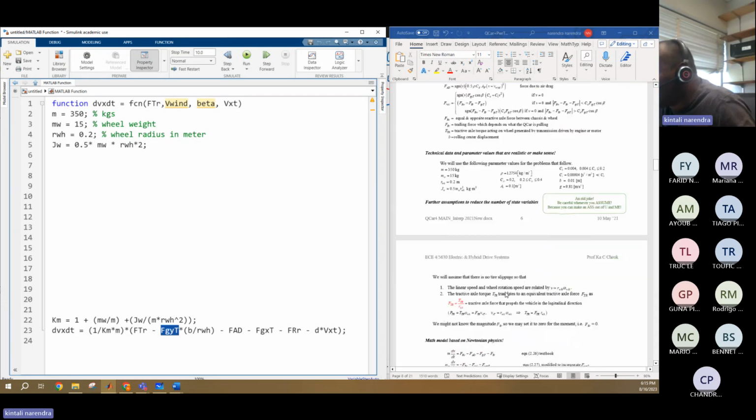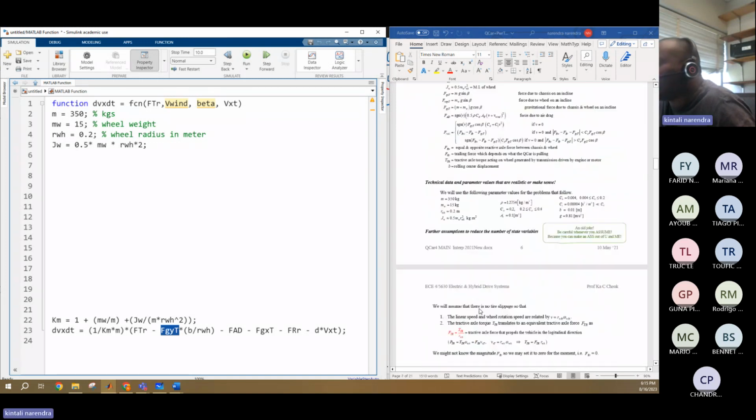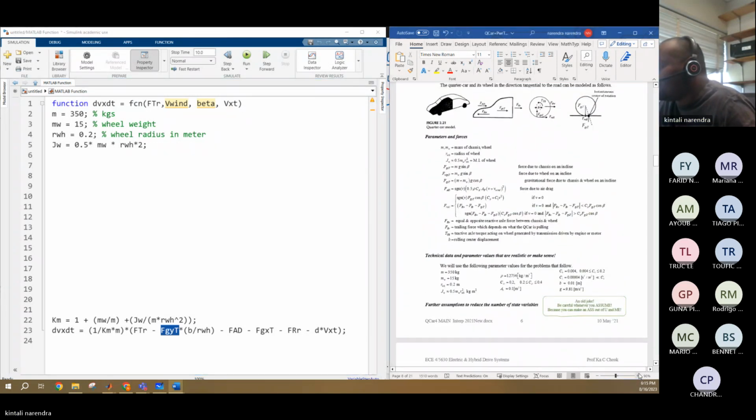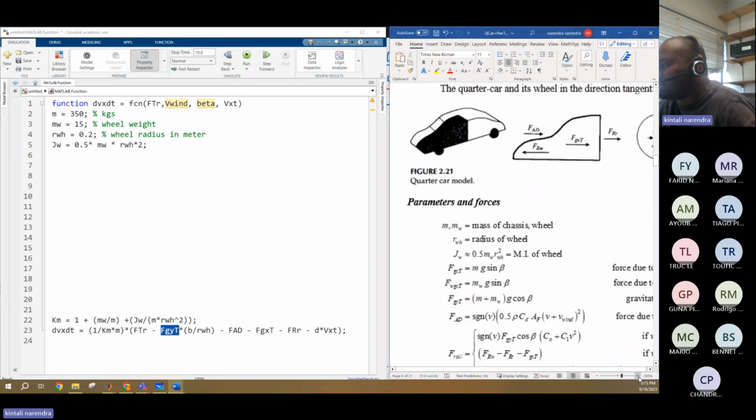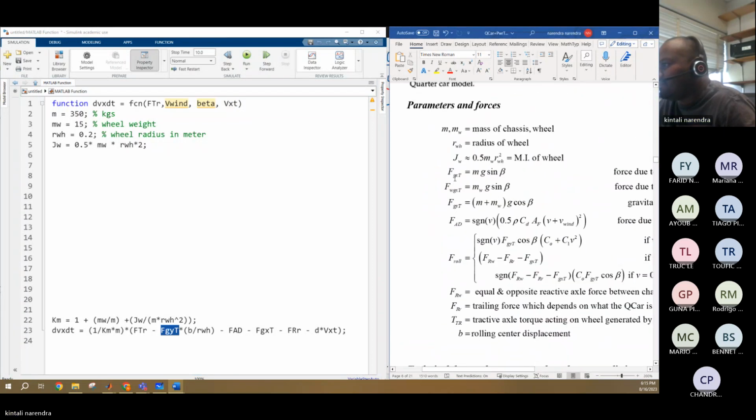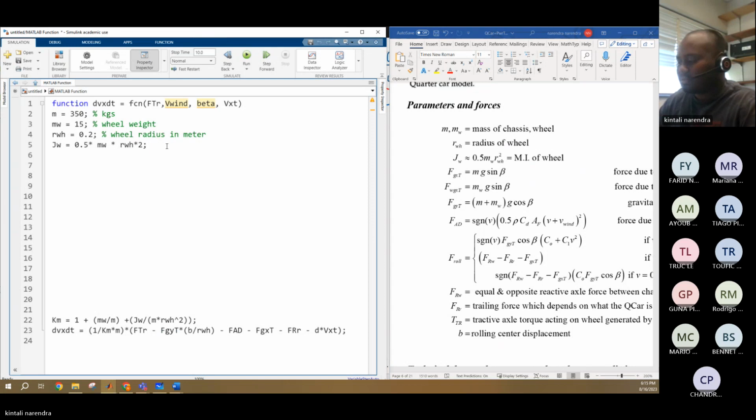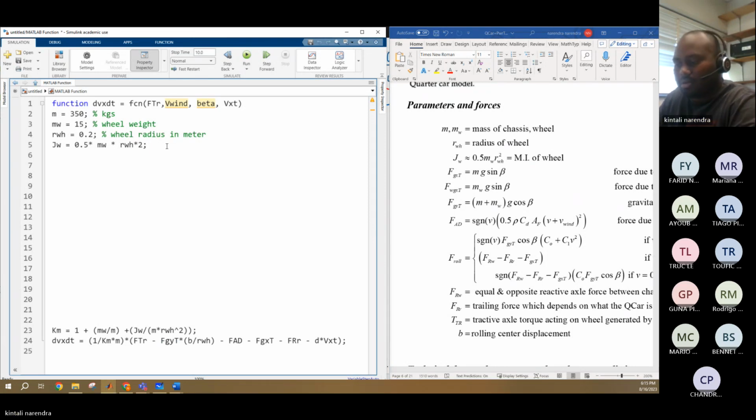Here in the Word document, I have all the forces. So FGY, oh, this is FGXT. Yes, FGYT. This is M plus MW into G into cos beta. FGYT, capital T. You should use the same notation as you used here. Remember that, otherwise it will throw you an error.